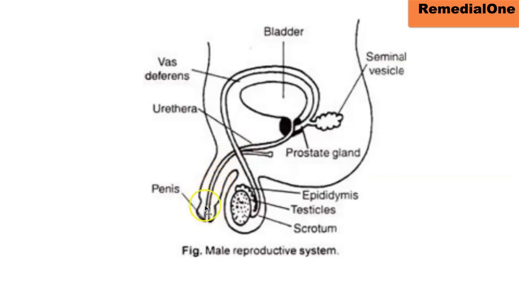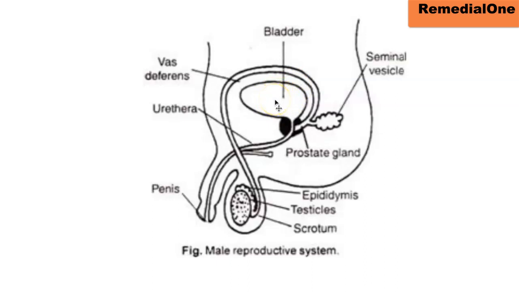So we have the penis, we have the testis, we have the epididymis, we have the scrotum or the scrotal sac, we have the urethra, this is the urethra. Then we have the vas deferens. The vas deferens is also known as the sperm duct. Then we have the seminal vesicles and also the prostate gland. In fact, the bladder is not part of the reproductive system, though it is shown here.